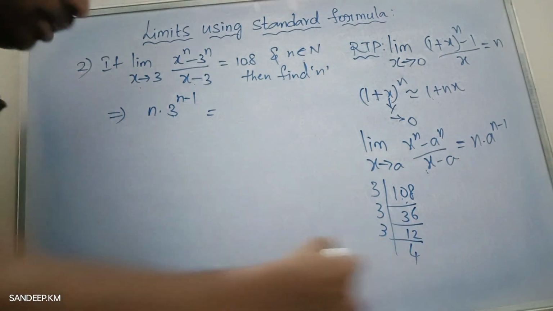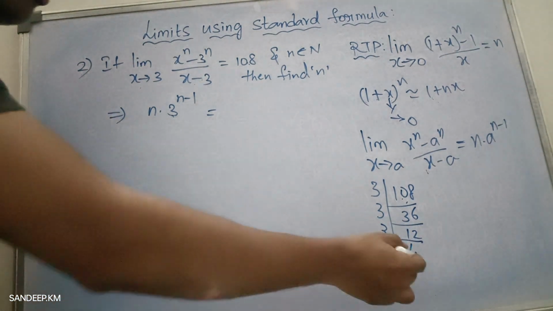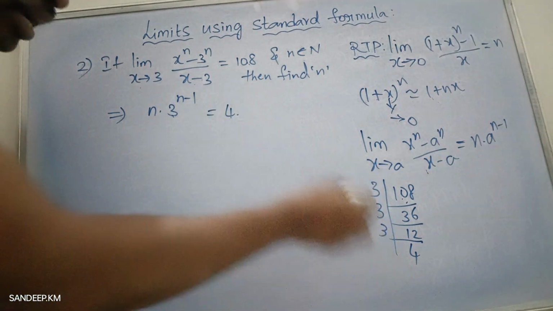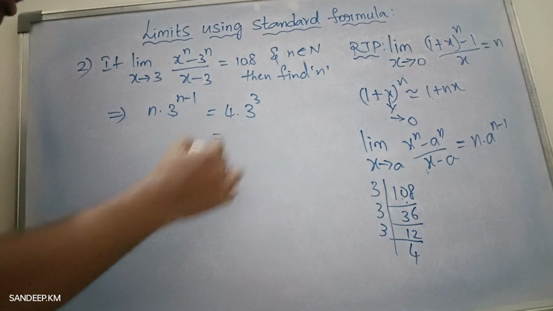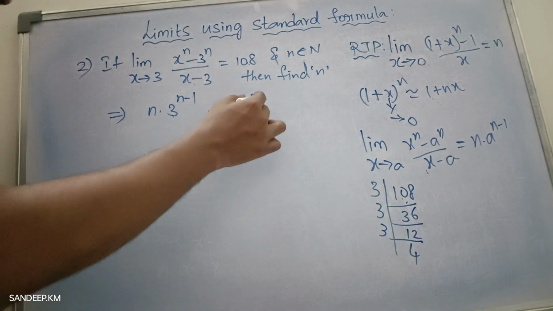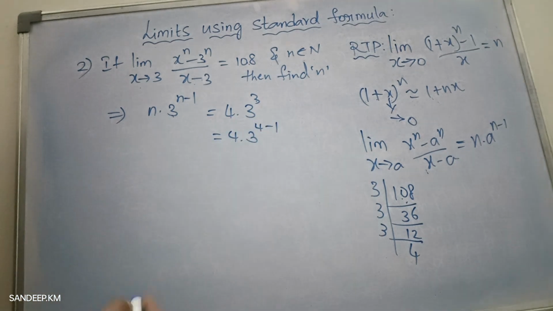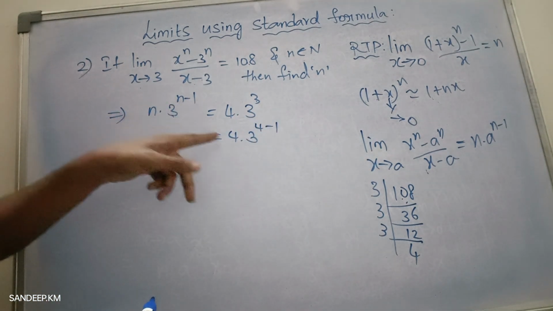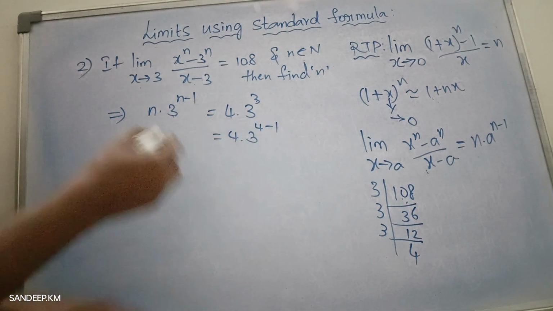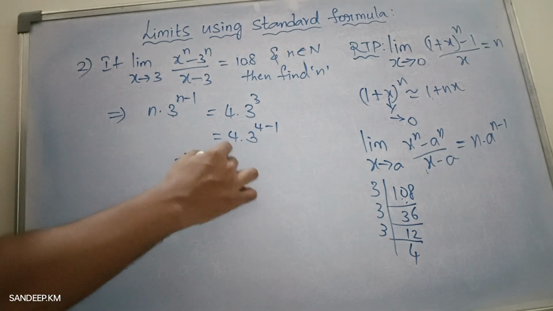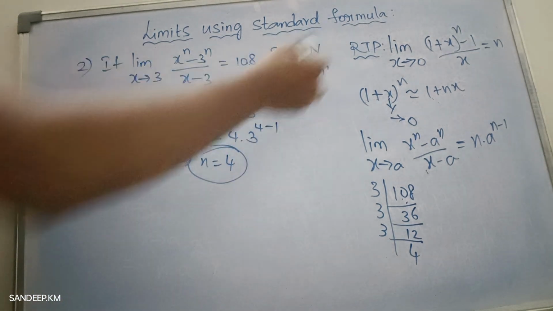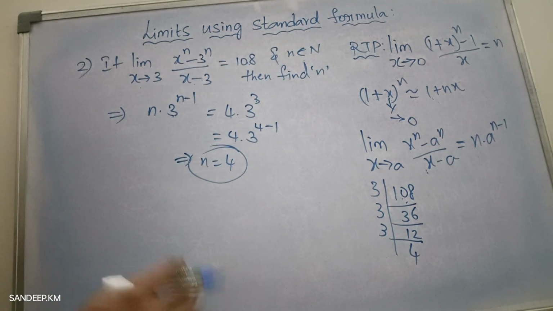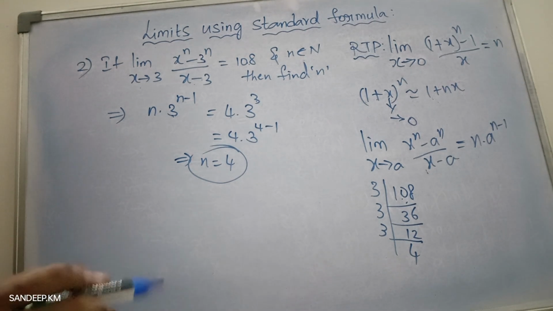and 3 4s are. So dear students, what we have got is 4 into 3 into 3 into 3, which is 3 cube. And please observe, I can rewrite it as 4 into 3 power 4 minus 1. n into 3 power n minus 1 is equal to 4 into 3 power 4 minus 1. By comparing, n value is 4. So n is a natural number which is equal to 4. Simple question only. We will go with next question.